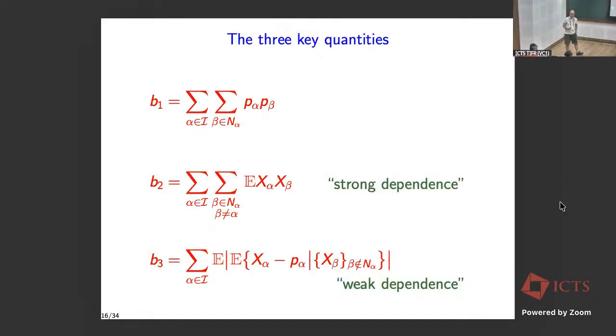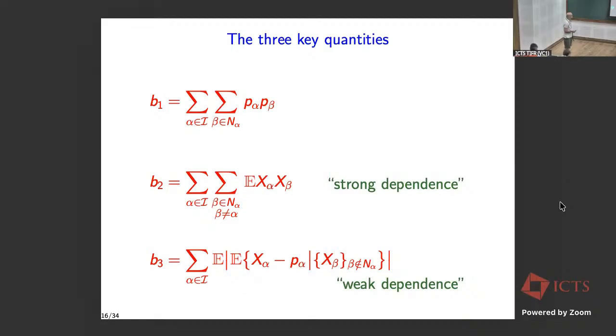So there will be just 3 quantities that we'll have to evaluate in the following bound. And one of them doesn't require any calculation. It's just an expression, and here we know everything, right? You sum over all indices alpha, and then you sum over all neighbors of alpha, including alpha, and then just multiply the 2 probabilities. So that's just something you can write down. There's no need to evaluate anything.